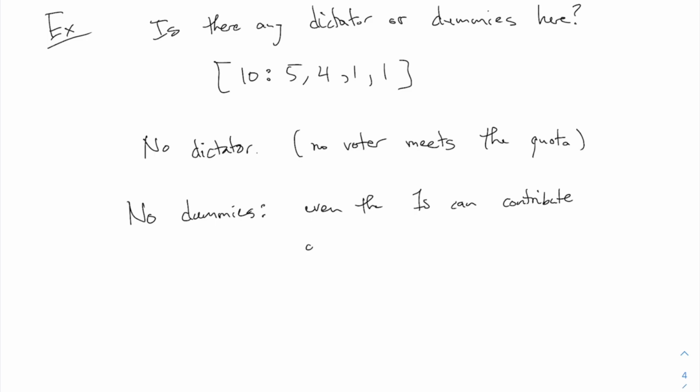Can't only one of the ones contribute though? Like, isn't one of the ones a dummy? That's the only one of them. Yeah, this is an interesting question. Let me just say what I was saying. The one is not a dummy because they can contribute. Like, you can actually add up to 10 in this way. 5 plus 4 plus 1 makes 10. And if you didn't have the 1 in there, then it wouldn't make 10. So the 1 really matters, all right?